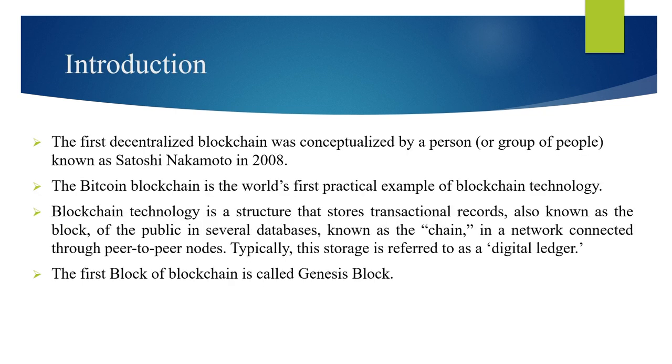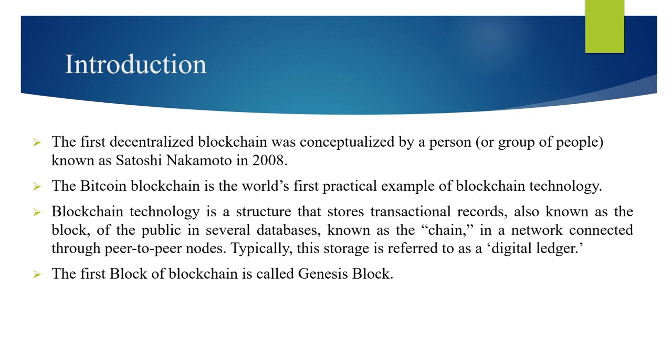The first is introduction. Basically, the blockchain technology was introduced by Satoshi Nakamoto in 2008. The first practical, real life example of the blockchain technology is Bitcoin. Bitcoin is basically a cryptocurrency that was introduced by Satoshi Nakamoto. The blockchain technology is basically a structure that stores transactional records in the blocks, and these blocks are connected through the peer-to-peer nodes. This is called blockchain.